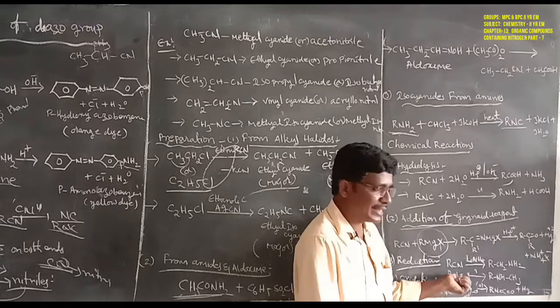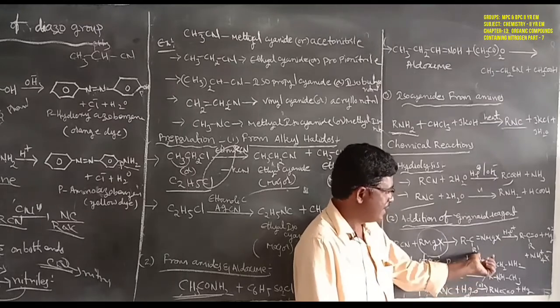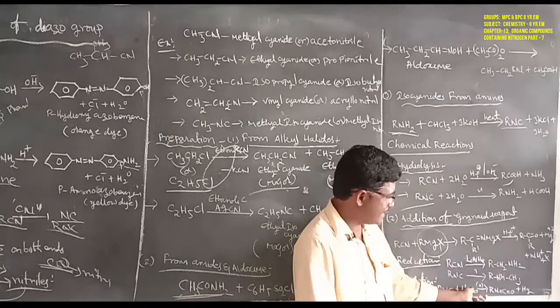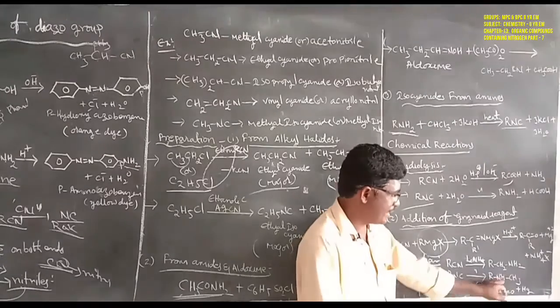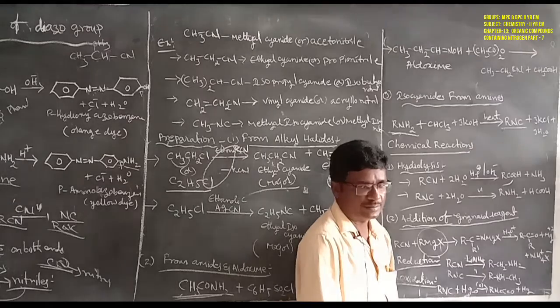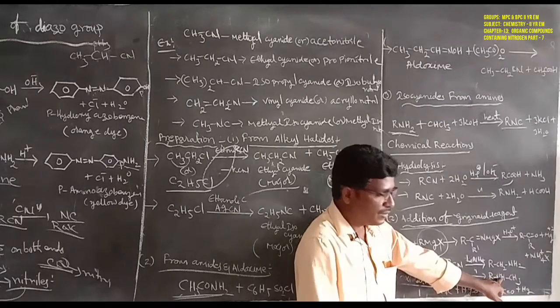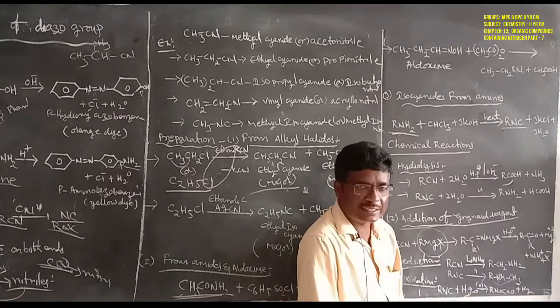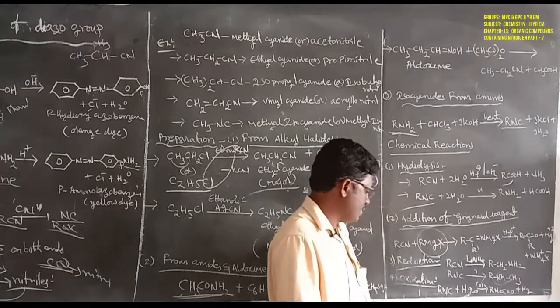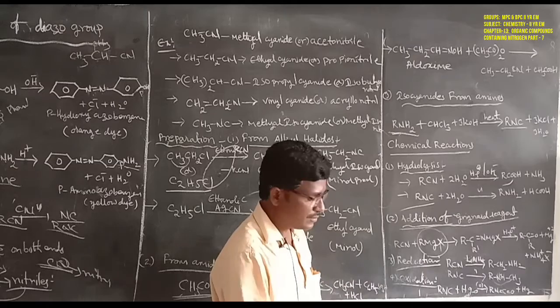Next, alkyl isocyanide treated with lithium aluminum hydride reagent forms secondary amine. Here is the primary amine, here is the secondary amine, because the NH functional group is bonded with two alkyl groups, that is called a secondary amine. Next, the last one, oxidation reaction.